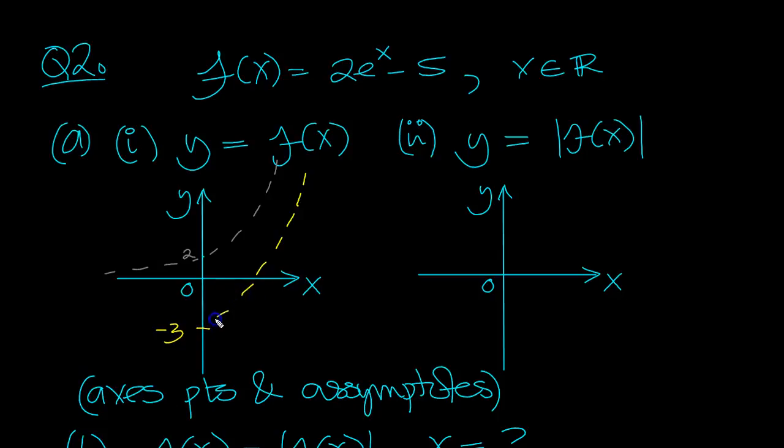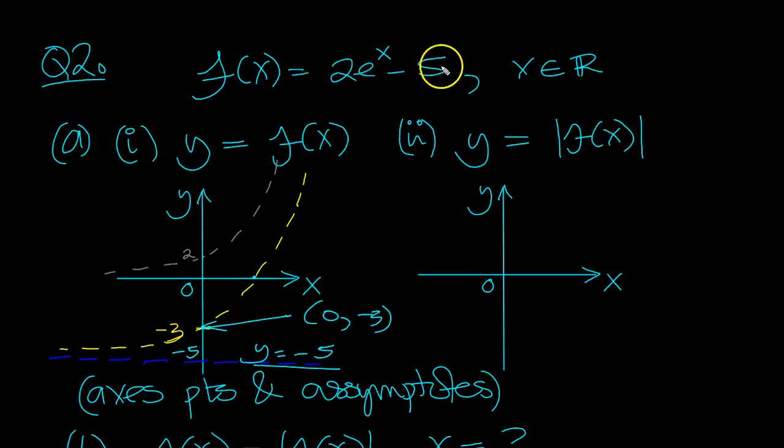The axis crossing points and the asymptotes. The asymptote was y equals 0, so this would be an asymptote here. So let's just put it in the right colour. I'll put it in blue. Dark blue apparently. And that would be at minus 5. So this would be y equals minus 5, asymptote. This would be a crossing point. This would be 0, minus 3. An axis crossing point there.